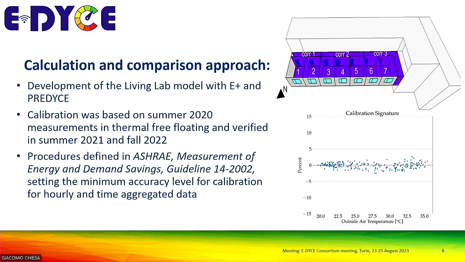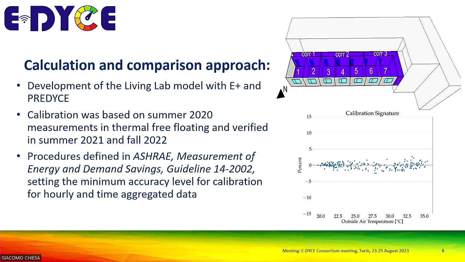Once we had all the data set of measured data, we started with a calculation exercise. The building was modeled with Energy Plus and also with the E-DYCE, the platform developed within the project. And the calibration of the model took place through 3 different steps. We started with measured data in 2020 in summer, where the project was not yet started, but then we verified the calibration in 21 and in 22.